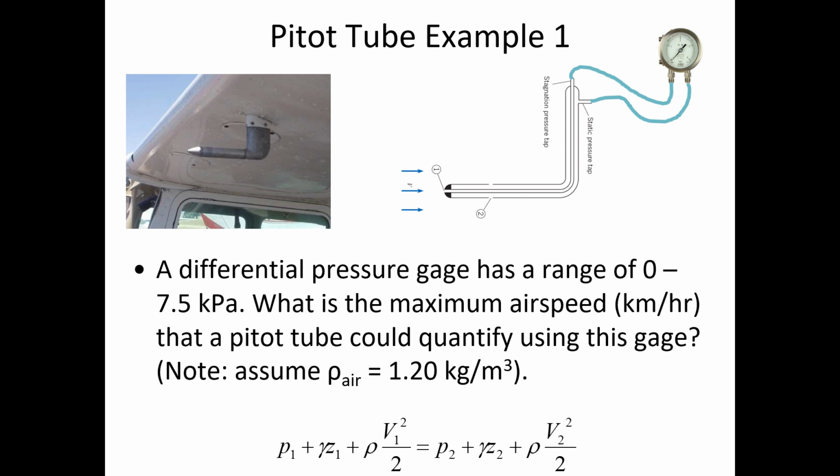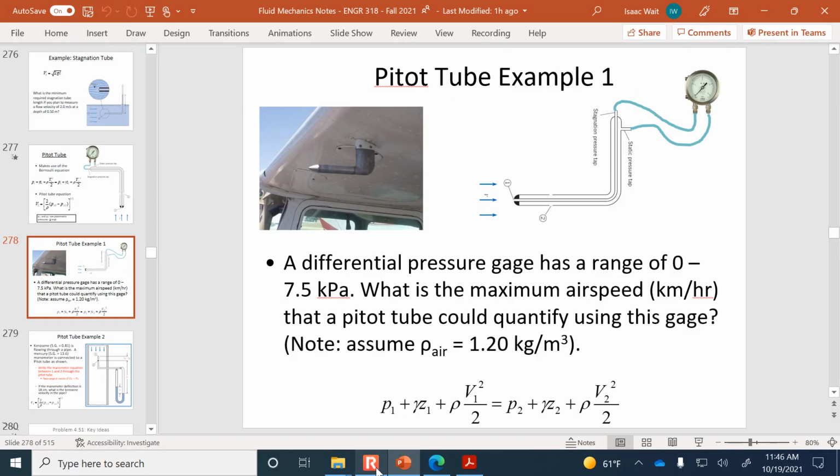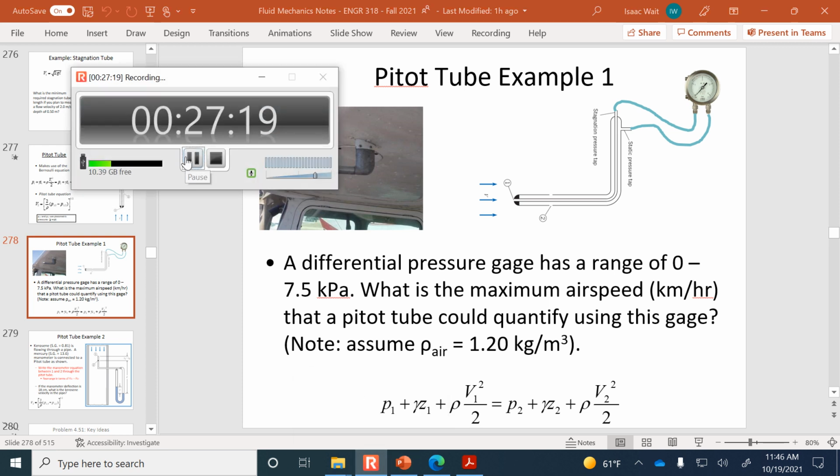Since it's horizontally oriented, Z1 and Z2 are equal, so it's just the change in pressure here. And of course, at location 1, the velocity is 0 because it's a stagnation point. So it's the velocity at 2 that this is going to be measuring. It's going to tell you the wind speed going past the opening at location 2. So if the maximum pressure difference is 7.5 kPa, how fast could you fly with this pitot tube? Feel free to talk and compare answers and collaborate as I pause this.